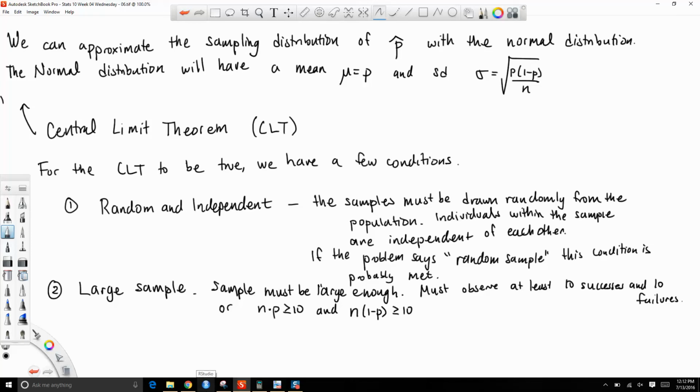And then lastly, you don't want your sample too big. You also need to have a big population. So the population must be at least 10 times bigger than the sample.